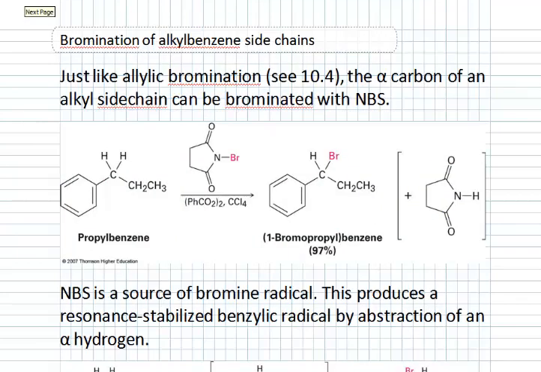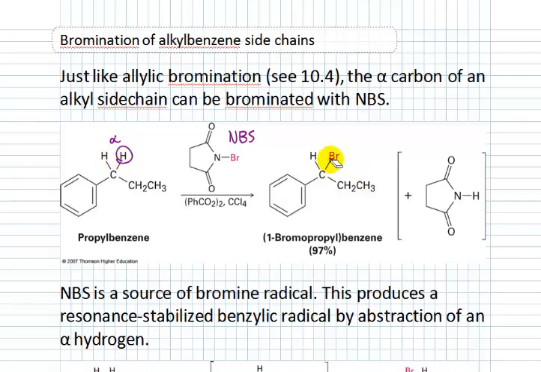Another form of oxidation, which actually has a similar mechanism to what I just talked about, is bromination. Back in chapter 10, we talked about how if I have a double bond, the allylic carbon can be brominated. That's the carbon that's next to, not a part of, but next to a double bond. So we use N-bromosuccinimide, NBS, as a source of bromine that's generated in situ. So if I have any kind of alkyl benzene, as long as it has at least one alpha hydrogen, one of those alpha hydrogens will be replaced by a bromine.